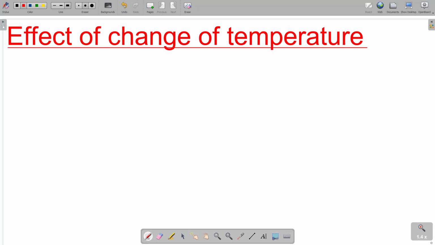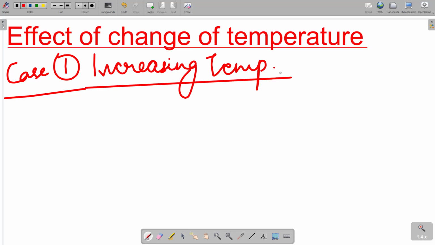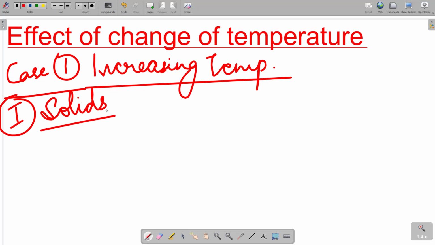So we'll be understanding two cases here. First will be when the temperature is raised, when we increase the temperature, and the second case will be when we decrease the temperature. The first case is when we increase the temperature, and we will be doing it in the form of different states of matter as well. So case 1 part 1 is about solids. What happens when we increase temperature in solids?